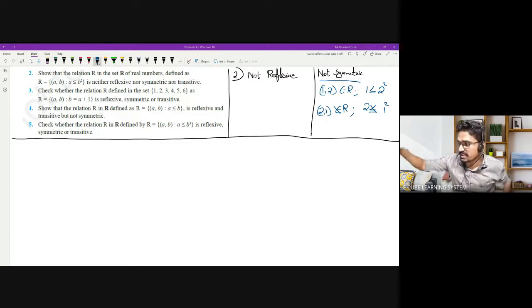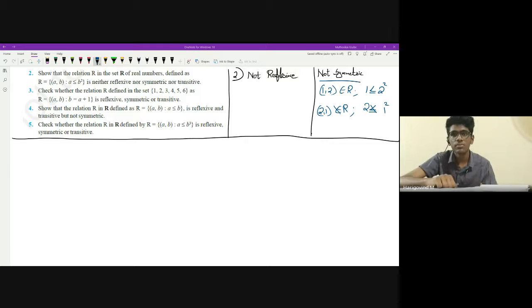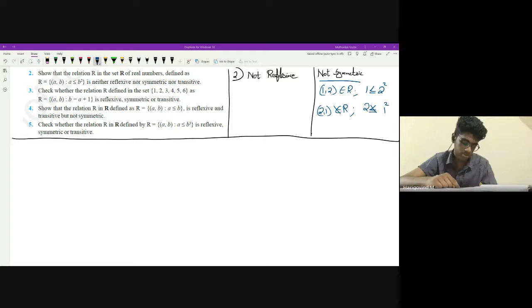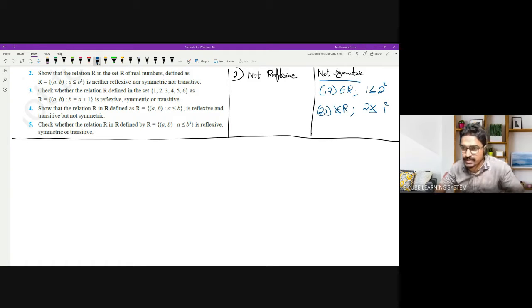Has anyone got the example for reflexive? It's not reflexive. Only one got. Is there any option to show that this is not reflexive? Sir, 4 2 reflexive or not reflexive? Reflexive അല്ലാന്ന് കാണിക്കാൻ നമുക്ക് എന്താ ഷോ ചെയ്യണ്ടേ? 4 2 നമുക്ക് റിഫ്ലെക്സിന്റെ ക്രൈറ്റീരിയയിലേക്ക് കണക്ട് ചെയ്യാൻ പറ്റില്ലല്ലോ.